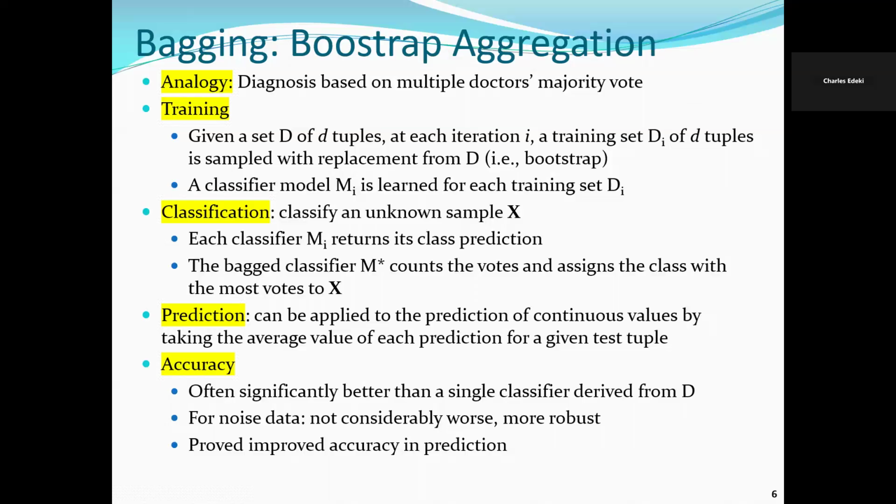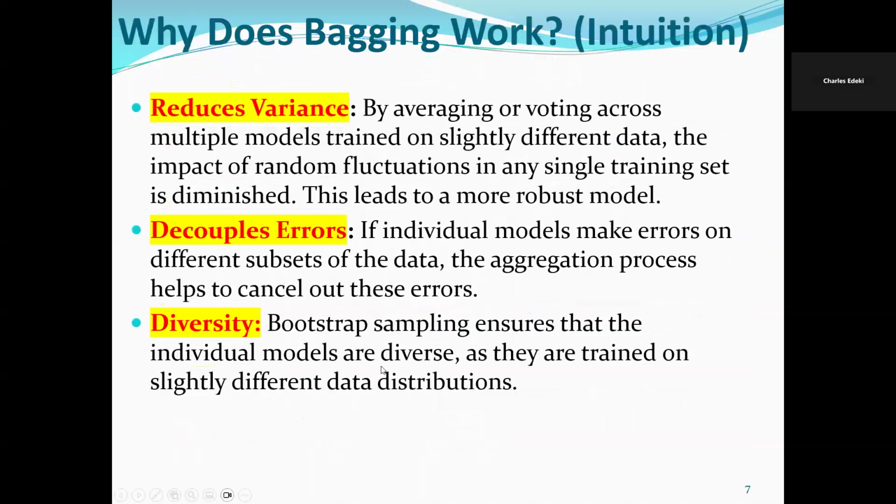So again, what is here is the same thing we discussed already, but I like the way this professor and the author of this book put it. They put the steps down very straightforward and simple. If there are no questions, let's move on. Okay, so why does bagging work?